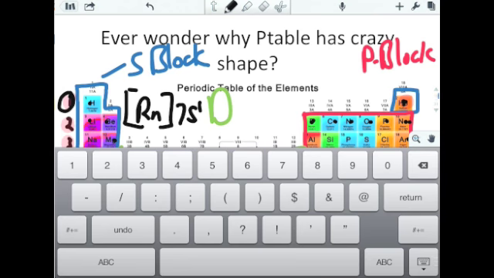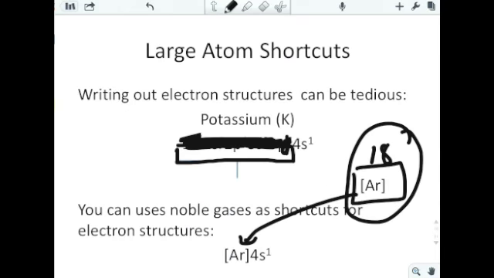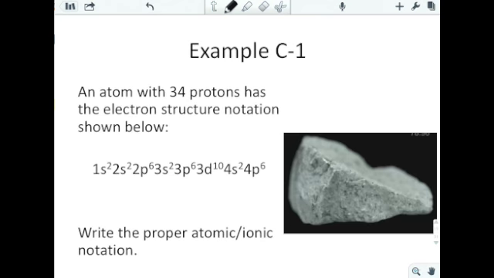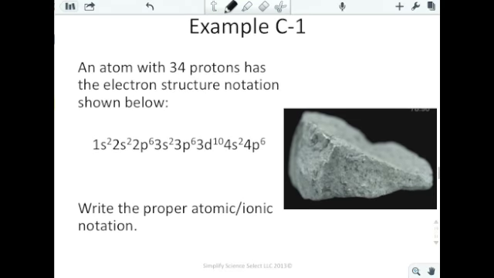So instead of writing the entire thing out, we take the shortcut and just write the noble gas notation. That makes it a lot quicker, using our periodic table and the noble gas notation. So let's look at an example. It says that an atom with 34 protons has the electron structure of the notation below, and it says write the proper atomic ionic notation. First of all, we have 34 protons. That's going to be our atomic number.